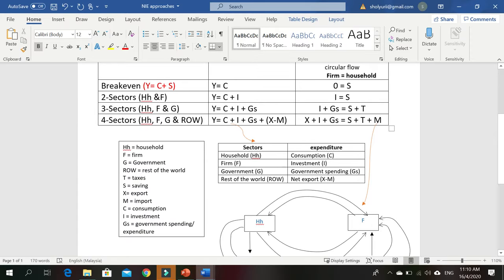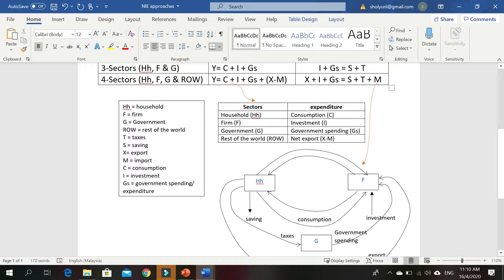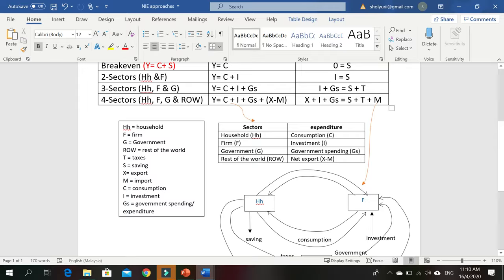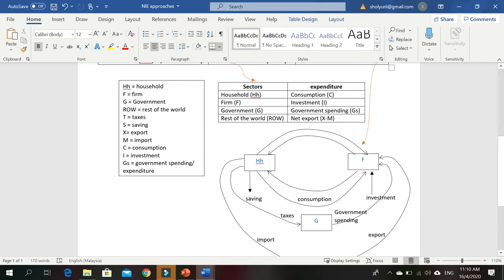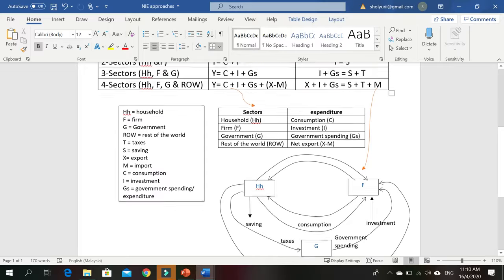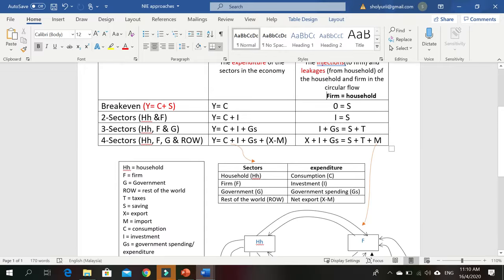Okay, while kalau dia tiga sectors, dia ada government sekarang ni. Untuk household, duit keluar dia adalah pertama dia saving, dan bila ada government, duit anak panah keluar lagi, dia akan ada tax. So formula dia S tambah T. While untuk government, untuk firm pula, duit masuk mula-mula investment. Bila ada government buat apa? Government akan hantar duit, which is government spending, I campur GS.